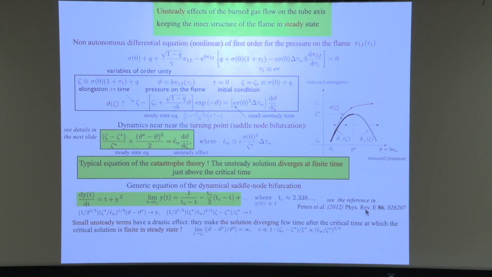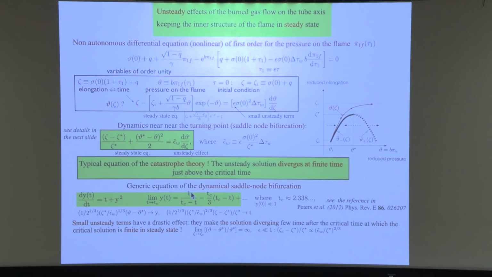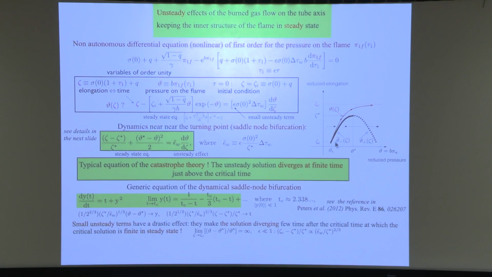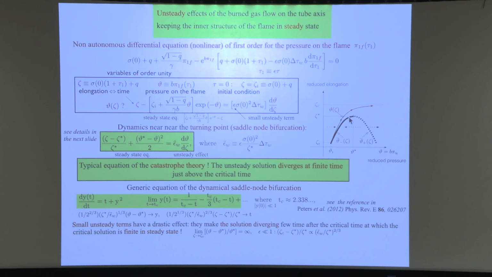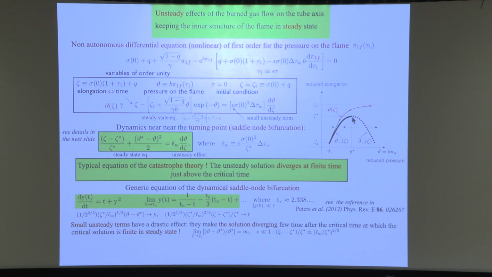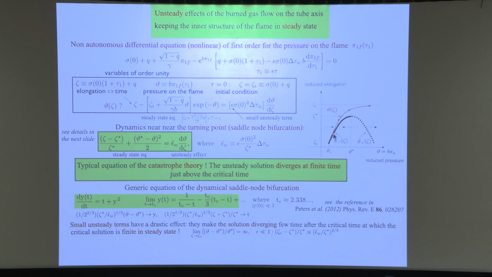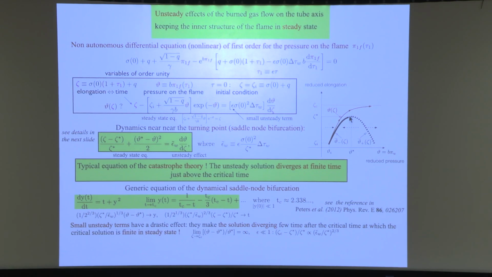So it's clear that now the solution is quite different from the quasi-steady solution. Why? In the quasi-steady solution, there is no solution above the critical value here, of elongation. So here is the pressure. Here, there is no divergence of the pressure.